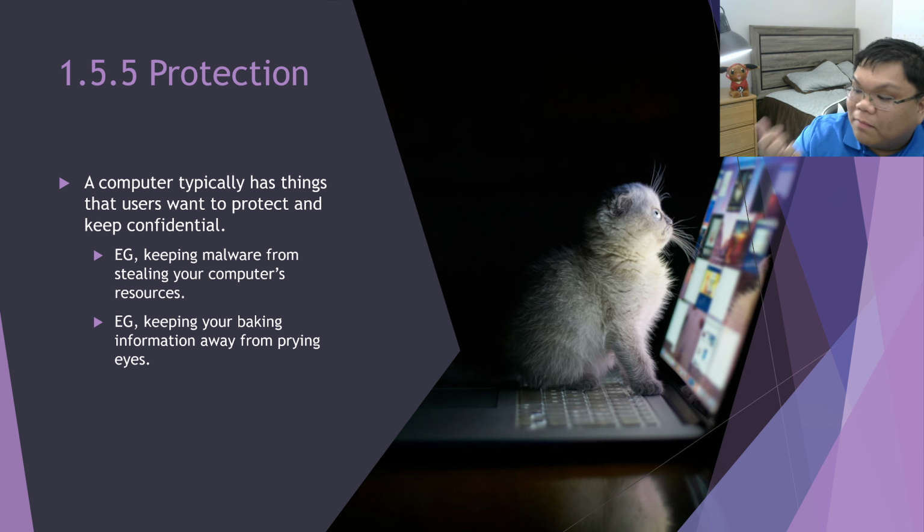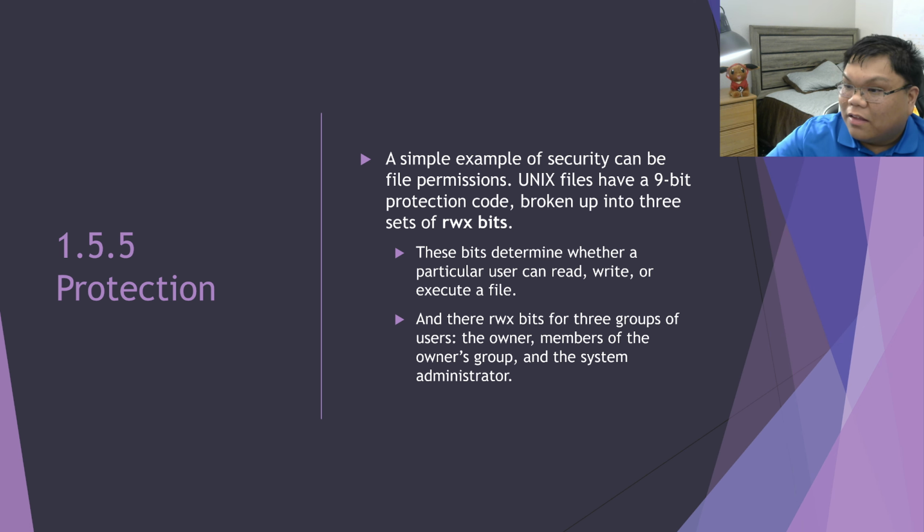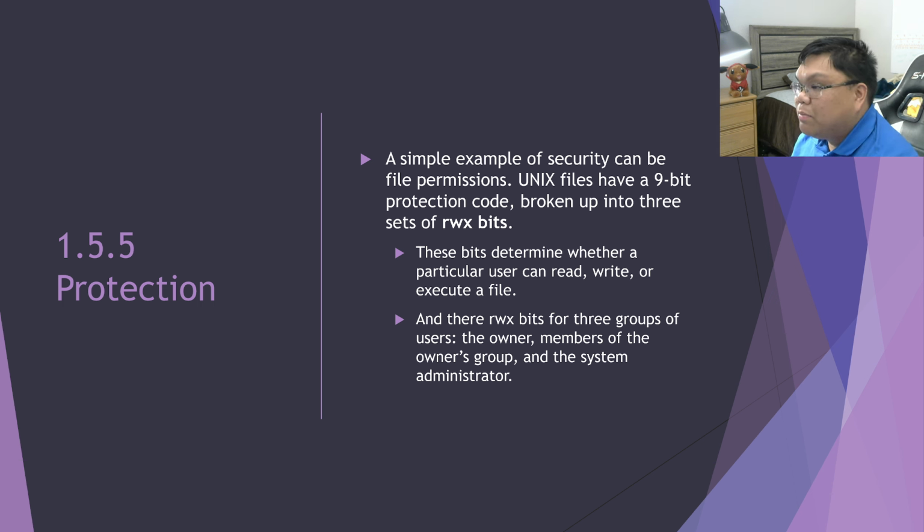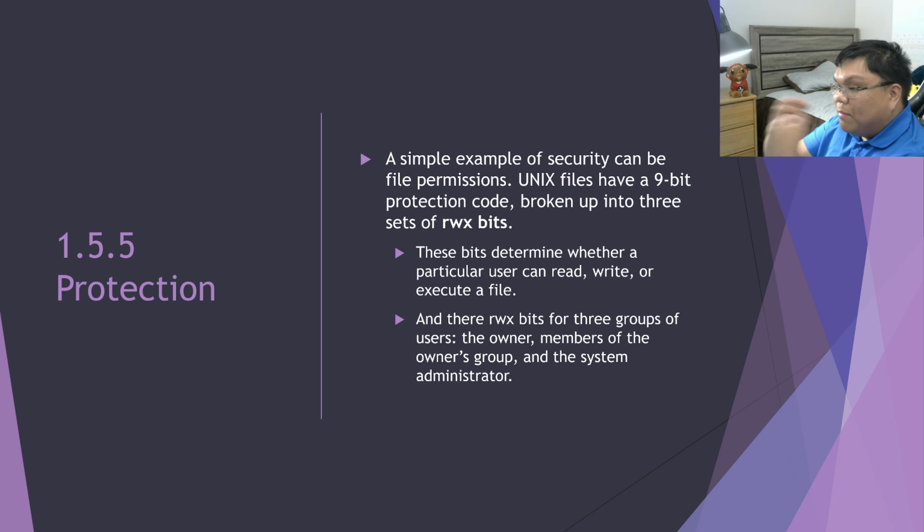Protection. A computer typically has things that users want to protect and keep confidential, such as keeping malware from stealing your computer's resources, and keeping your banking information, for example, away from prying eyes. So, a simple protection measure, or a simple security measure, would be what Unix calls the RWX bits. These bits determine whether a particular user can read, write, or execute a file, and there are 3 bits for the owner of the file, the members of the owner's group, and the system administrator.